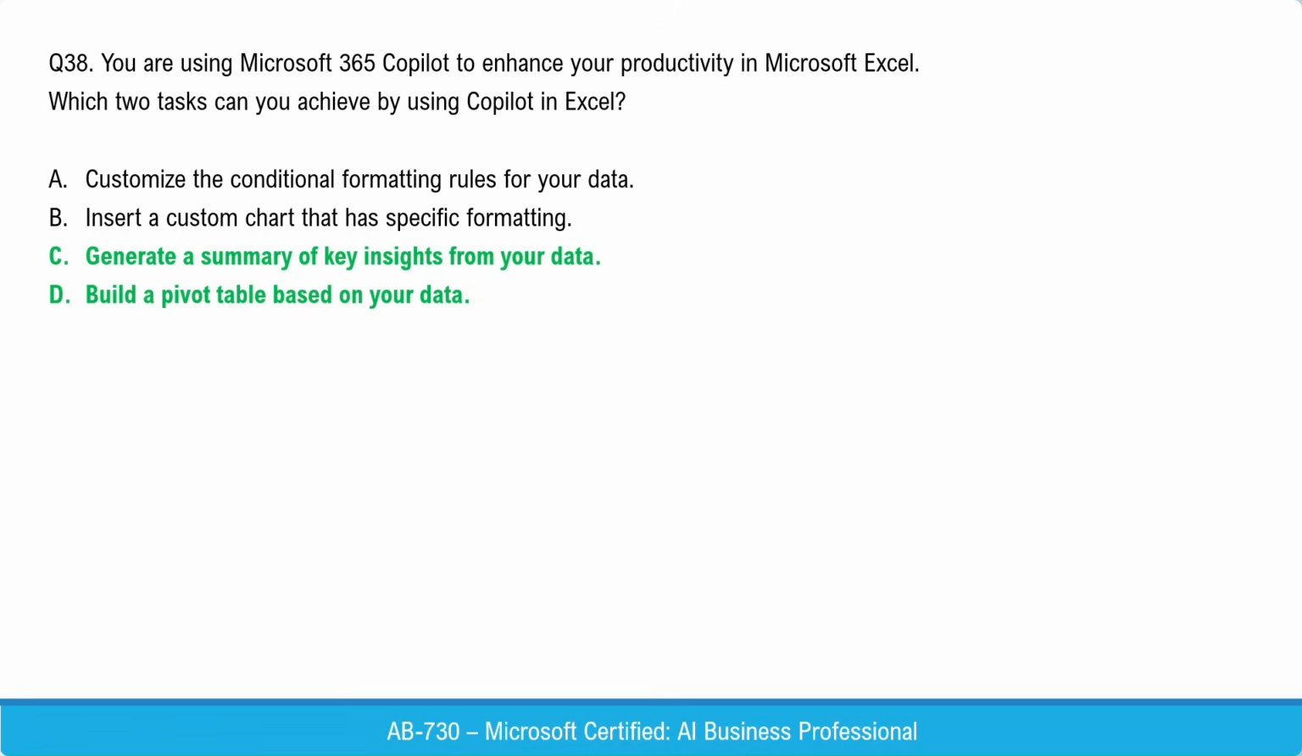And let's look at the incorrect options. Option A talks about customizing conditional formatting rules. This is a detailed manual task and not something Copilot primarily handles. Option B is about inserting a custom chart with specific formatting. While Copilot can create charts, detailed formatting still requires manual adjustments. So the correct options are option C and D.